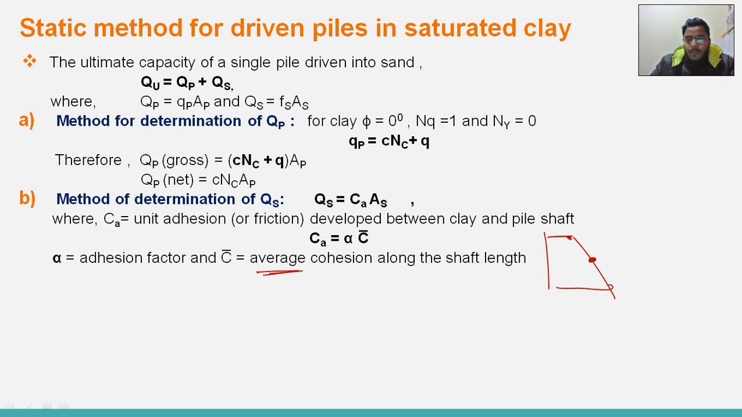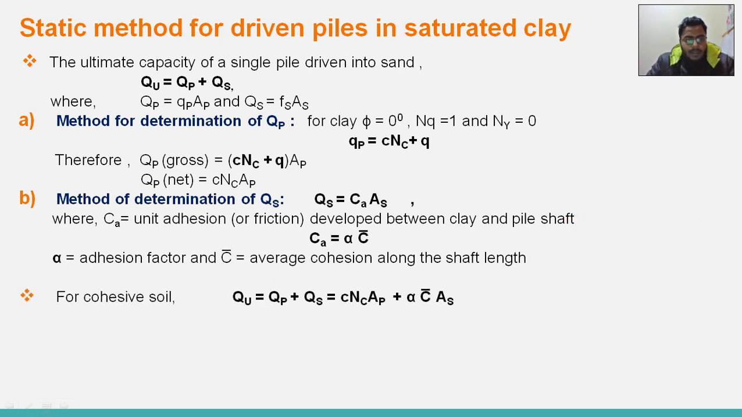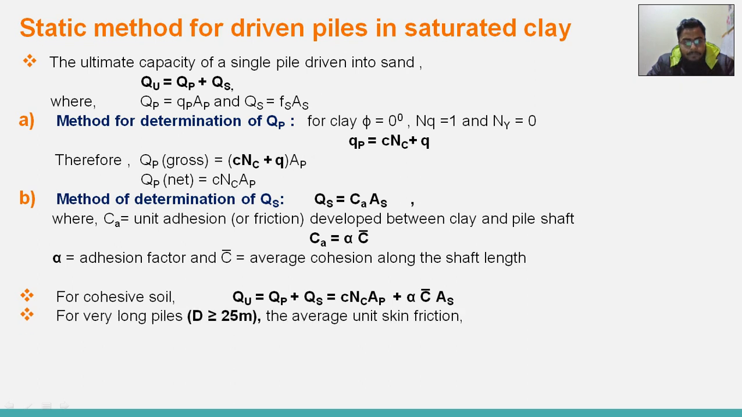Suppose at the top the cohesion is c dash t, and the cohesion at the bottom is c dash b. What average can we write? The average c is c dash t plus c dash b divided by 2. We can calculate the average like this. For cohesive soil, just take the summation of QP plus QS and you will get this.